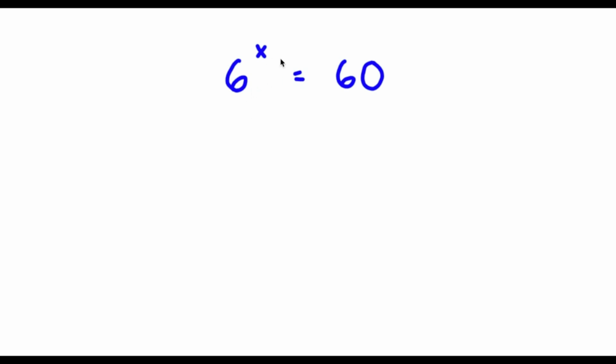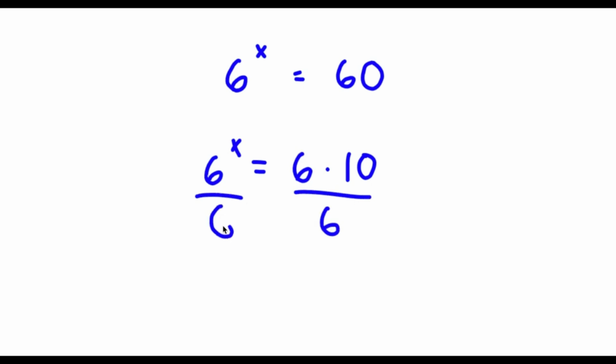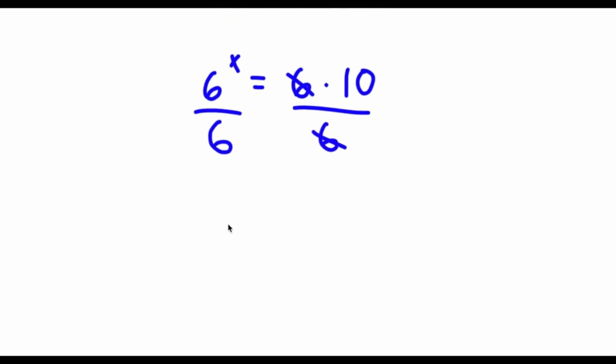Alright, so I have 6 to the power of x is equal to 60. So the first thing I'm going to do is rewrite 60 as 6 times 10. So now I have 6 to the power of x is equal to 6 times 10. Now, I'm going to go ahead and divide both sides by 6. So then these two cancel out. Now I'm left with 6 to the power of x over 6 is equal to 10.